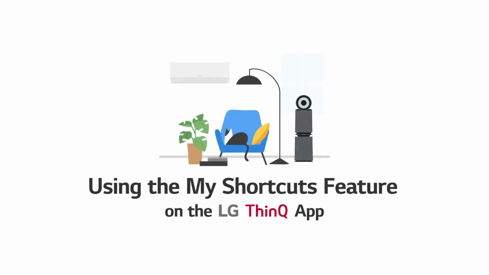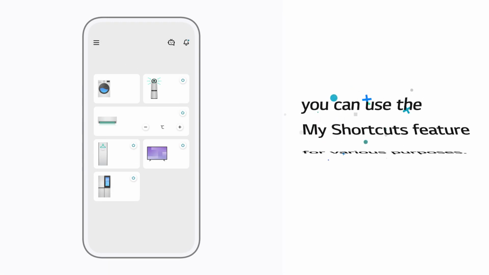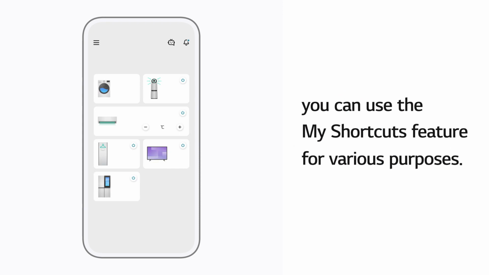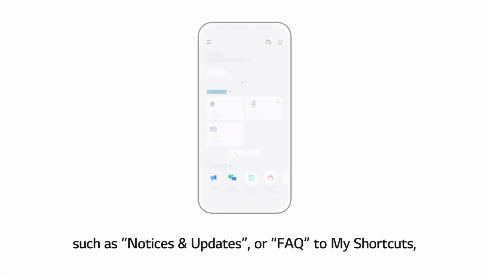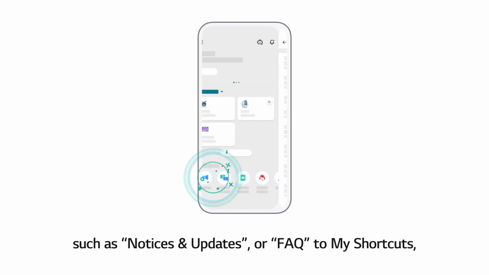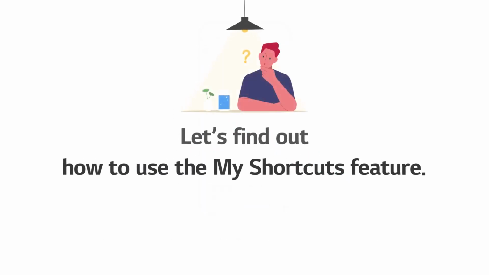Using the My Shortcuts feature on the LG ThinQ app. If you are using the LG ThinQ app, you can use the My Shortcuts feature for various purposes. If you add features that you often use, such as notices and updates or FAQ to My Shortcuts, you can use them right from the home screen. Let's find out how to use the My Shortcuts feature.